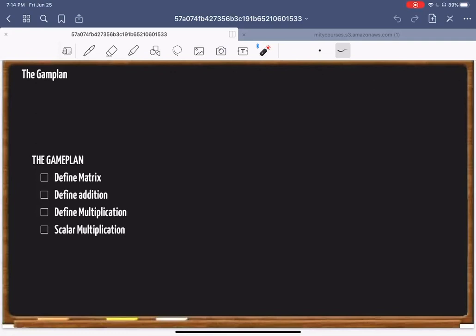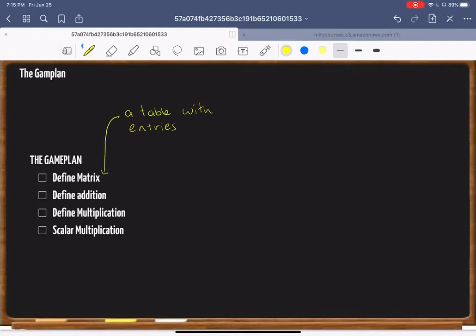So first things first, a matrix. Really, a good way to think about a matrix is a table with entries. That's pretty much what a matrix is. It's a table with numbers or entries. They don't always have to be numbers. They could be functions. They could be matrices. They could be cats and dogs. They could be anything. The defining feature is the fact that it's a table, meaning that it has a certain number of rows and a certain number of columns, and the entries are lined up as they would in a table.